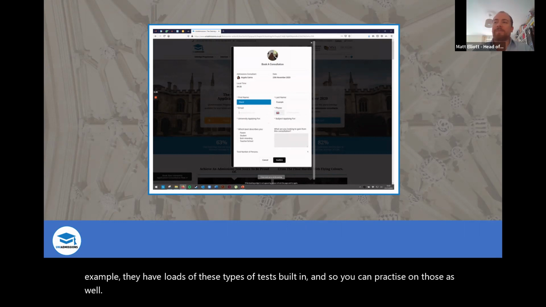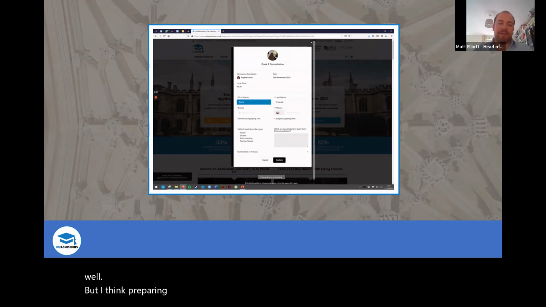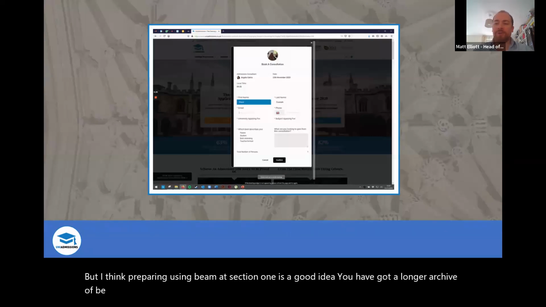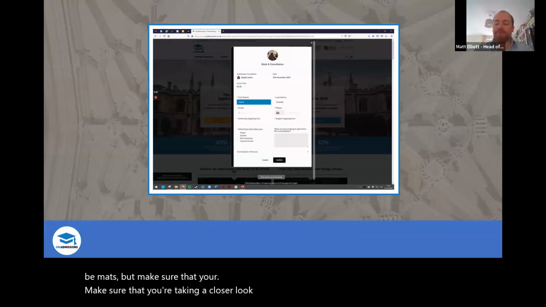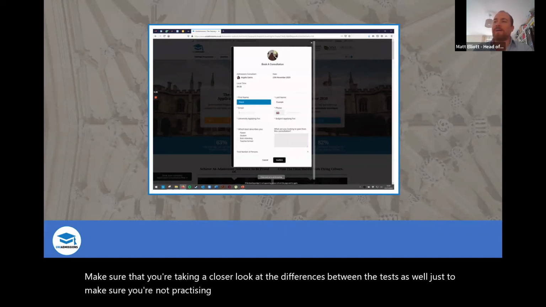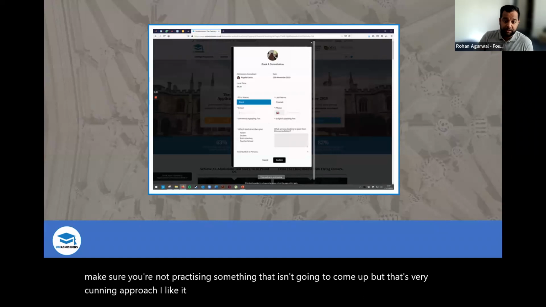But I think preparing using BMAT Section 1 is a good idea. You have got a longer archive of BMATs, but make sure that you're taking a close look at the differences between the tests as well, just to make sure you're not practicing something that isn't going to come up. But that's a very cunning approach. I like it a lot. Yeah, absolutely. It's a great idea.